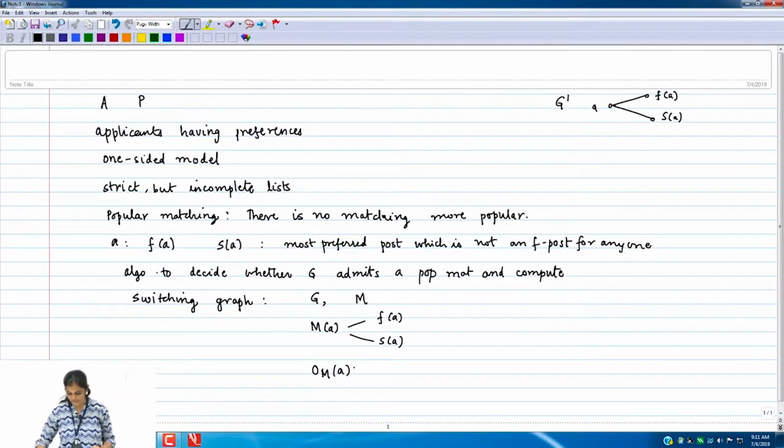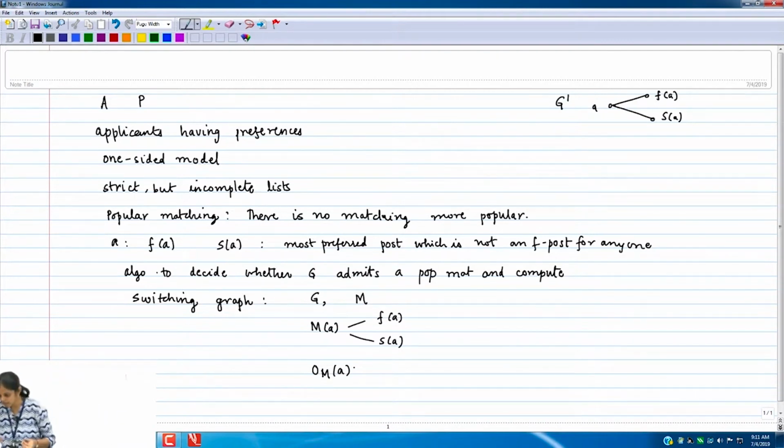So, if M(A) is F(A), then OM(A) is S(A), and if M(A) is S(A), then OM(A) is F(A), right. This is because we do not want to say what it is and we do not know, therefore we will just call it OM(A), the other post that it will get matched to. So, it is very much dependent on this matching.